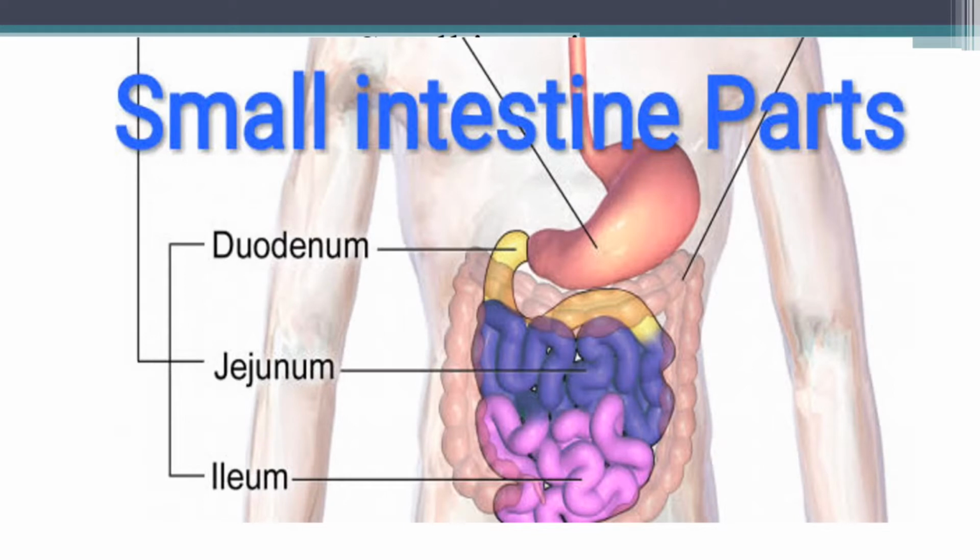Now we will see the parts of the small intestine: the duodenum, jejunum and ileum. Three parts are there. The first part is the duodenum, the middle portion is the jejunum, and the last portion is the ileum. So there are three parts.